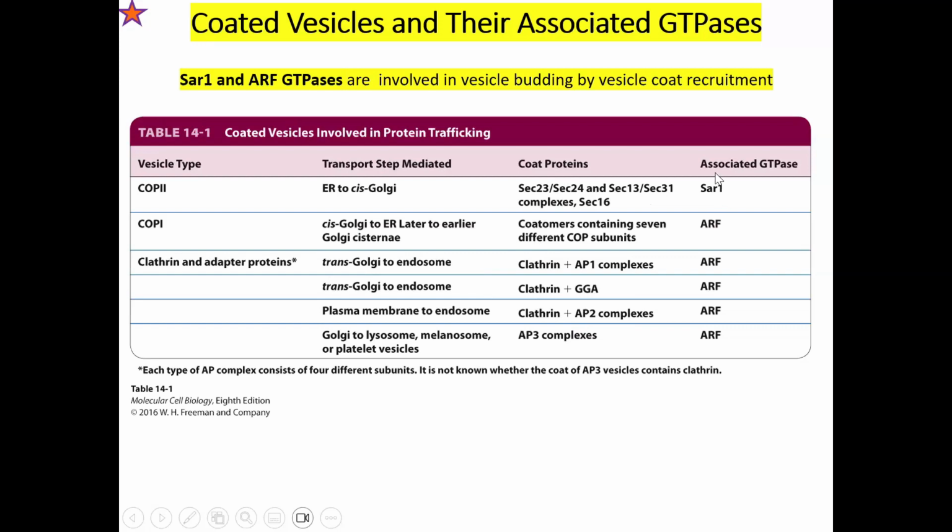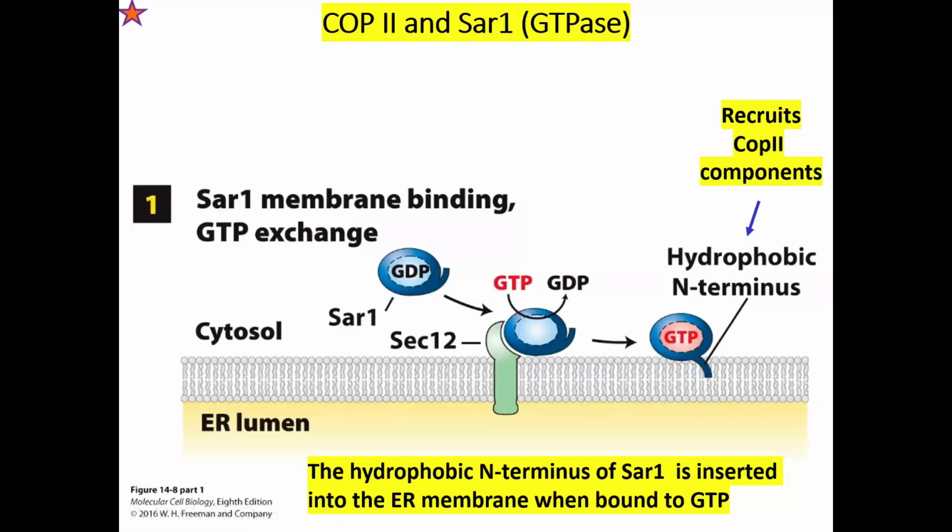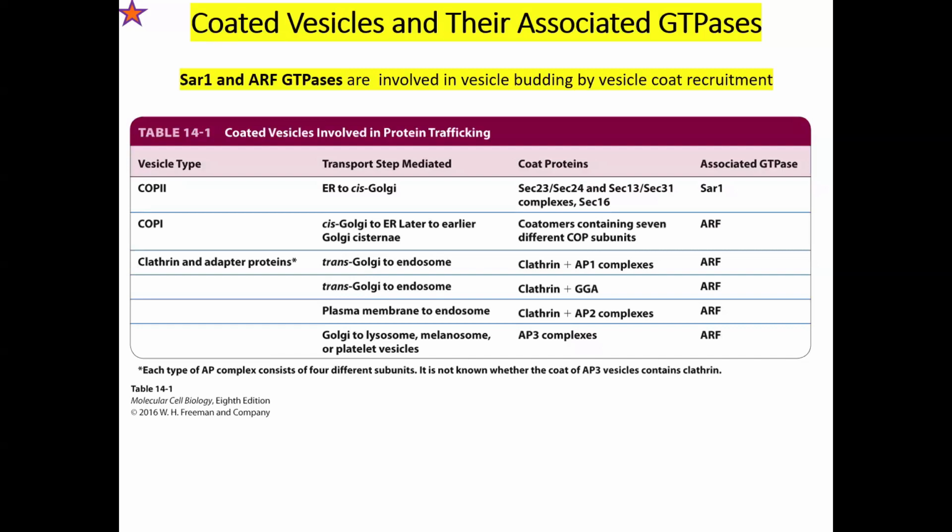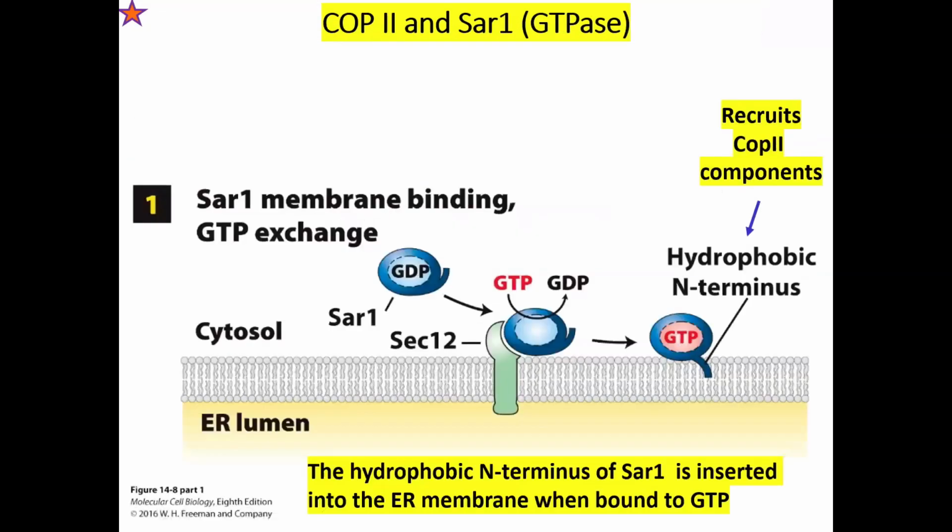These are the coat proteins and these are the associated GTPases, which help to anchor the coat proteins onto the membrane to pinch them off. So again, repeating: the SAR1 GTPases insert onto the membrane of the place where the vesicle needs to form. So these are the anchor, and on that anchor, these coat proteins hold on to pinch them off. And we already talked about COP2 and SAR1. This is the only one. Rest of them are all ARFs.